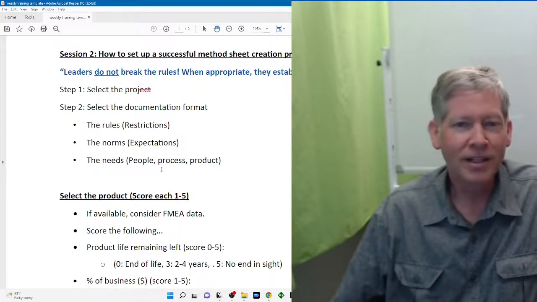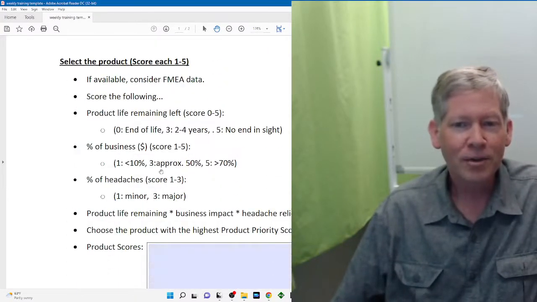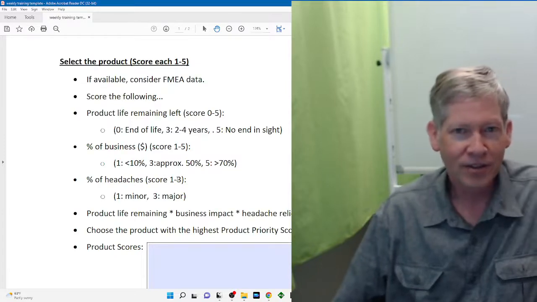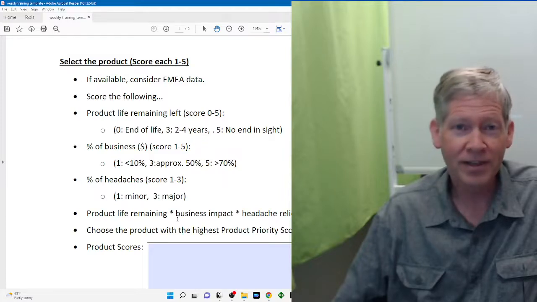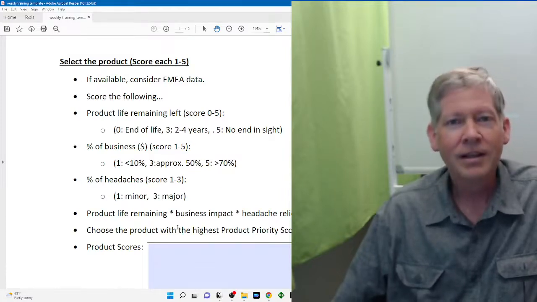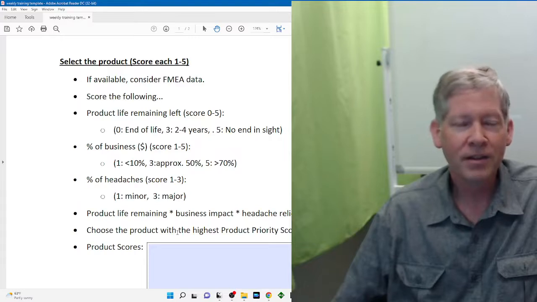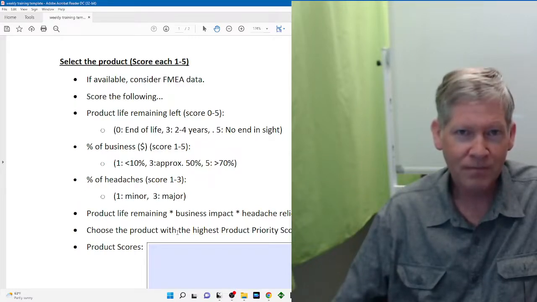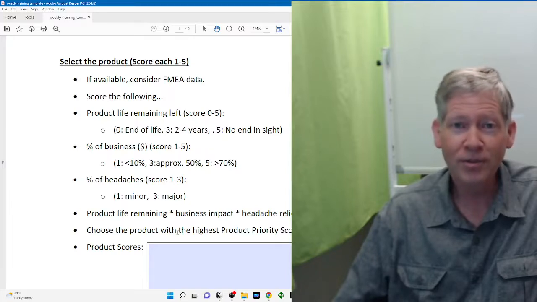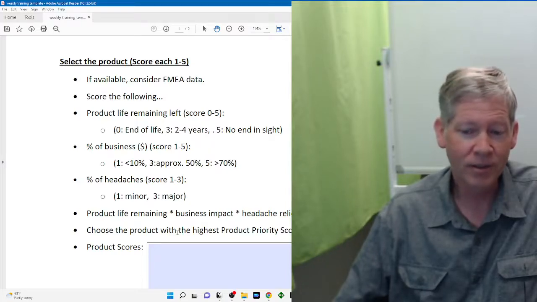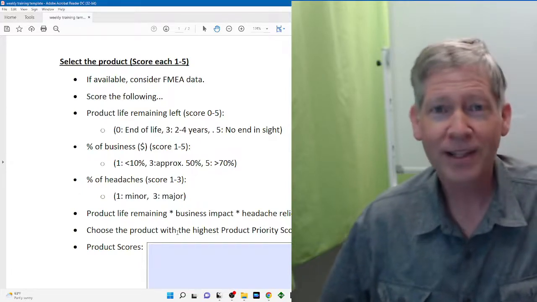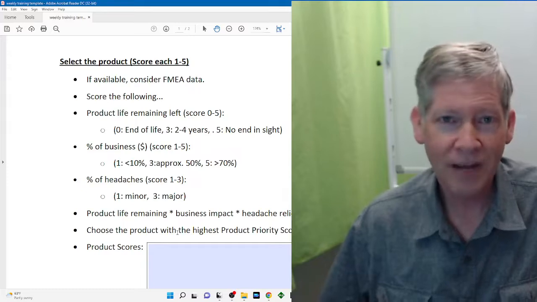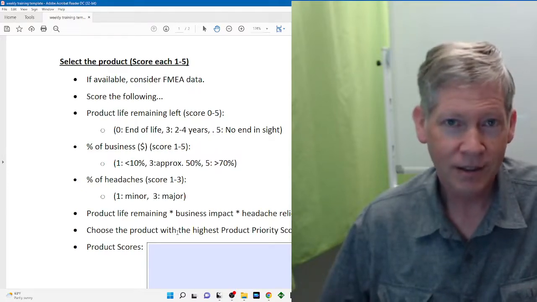So selecting the product. First of all, I'm not going to be going over FMEA during this. It's a completely different subject. But if you're familiar with FMEA, failure mode effects analysis, it's a way of measuring the magnitude of problems you have, your ability to address those problems as they come up or before they get to the customer, and then the impact if they get to the customer. If you have something like that available, that's great. Absolutely use that when you're selecting the product.